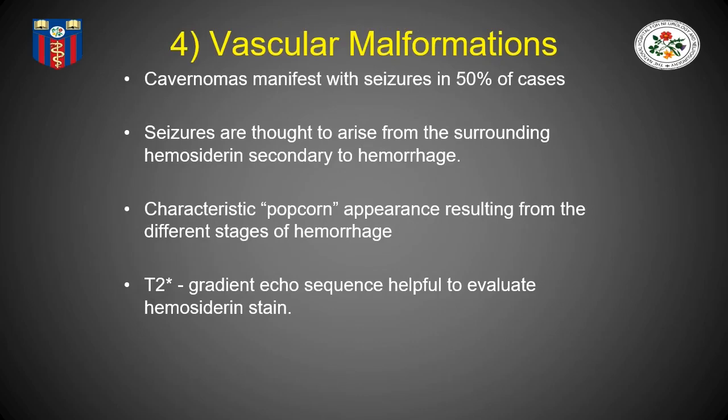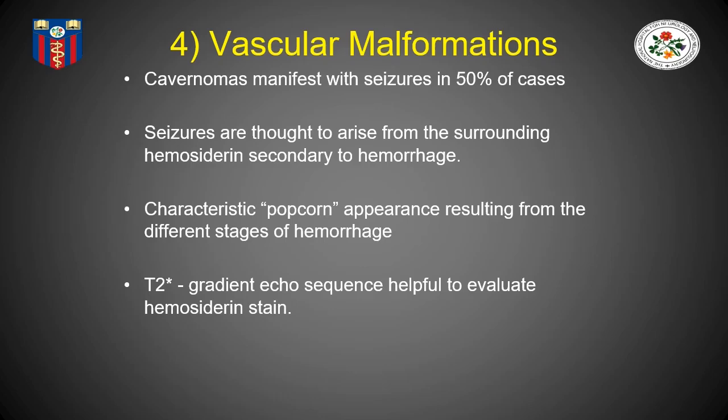Vascular malformations can also present with seizures. The commonest ones you would find in epilepsy surgery are normally cavernomas, which tend to manifest in 50% of the patients with seizures. Seizures normally do not arise from the cavernoma itself, but they tend to arise from the hemosiderin stain that surrounds the cavernoma.